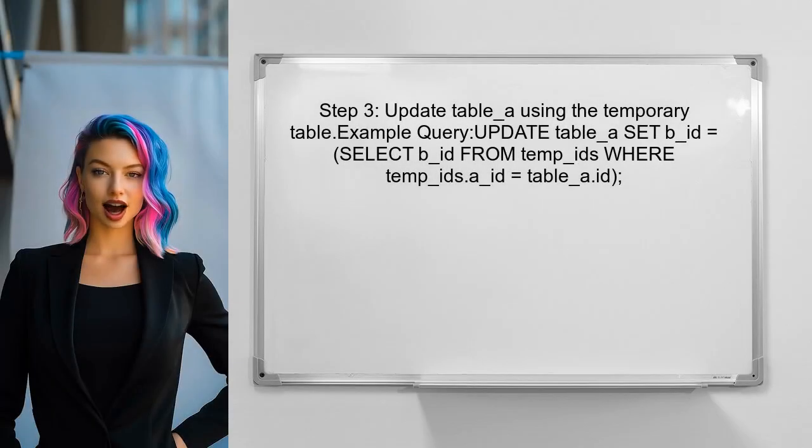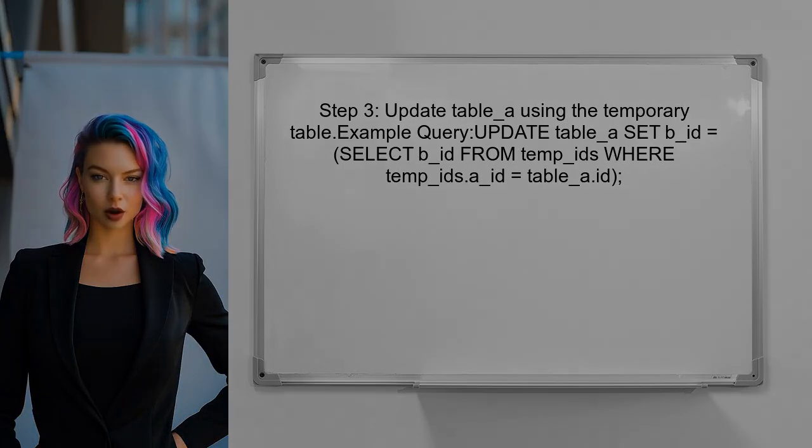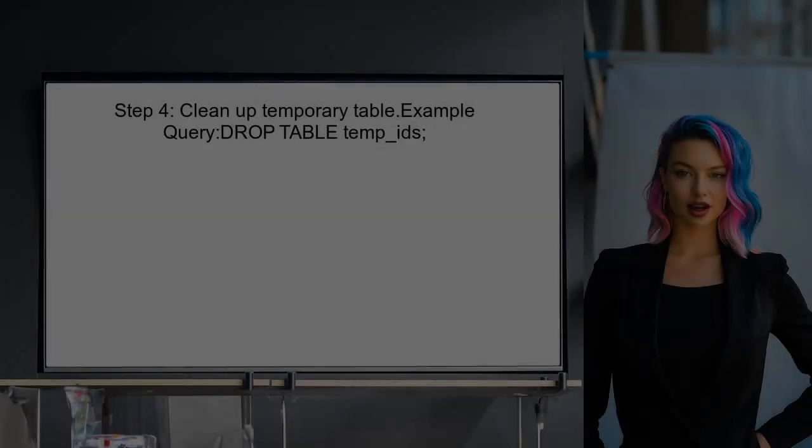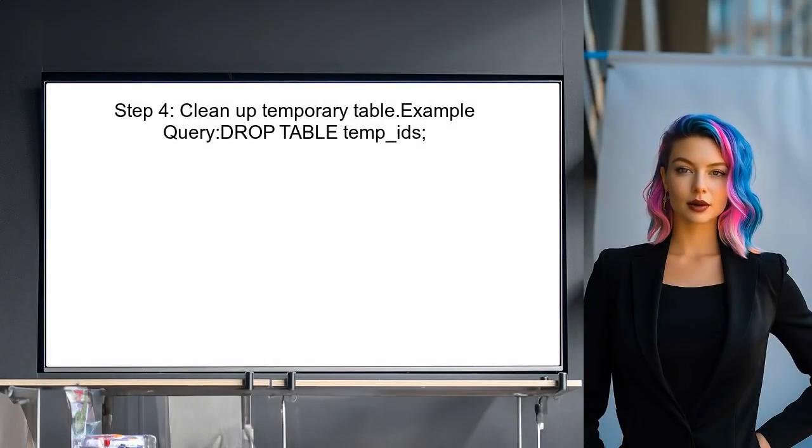Now, the user can perform the update operation using the temporary table. This will allow them to update table A with the corresponding B ID from the temporary table. Finally, the user should clean up by dropping the temporary table after the update is complete. This ensures that the database remains tidy.